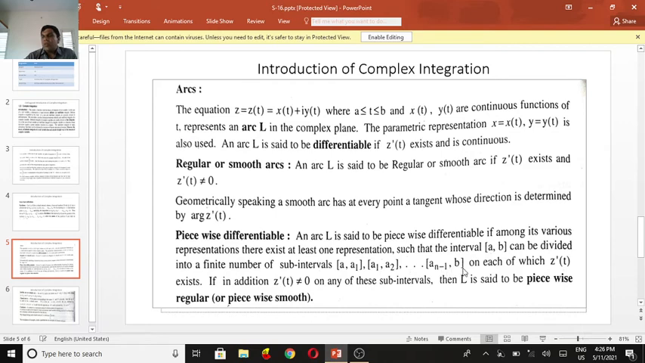Up to a_{n-1}, b, on each of which the derivative of z of t exists. If in addition the derivative is never zero on any of these subintervals, then L is said to be piecewise regular, or smooth, continuously differentiable.